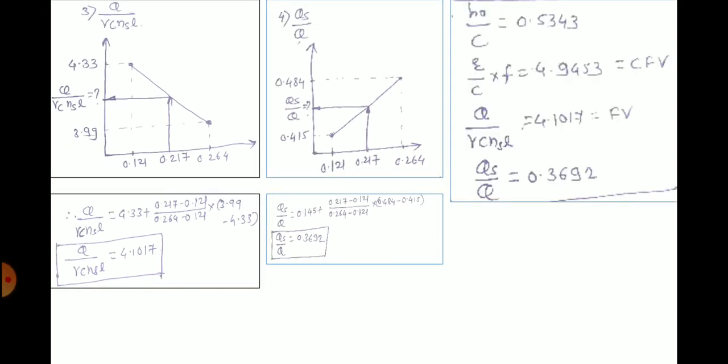Fine. Now next I will summarize all the dimensionless numbers. H0 by C is 0.5343. R by C into F is 4.9453.